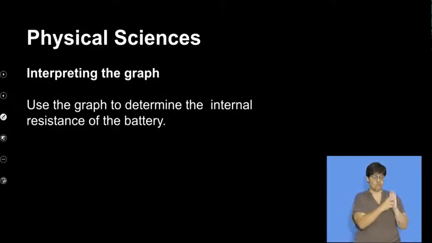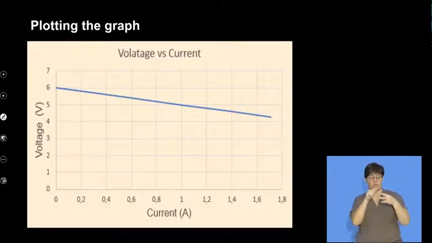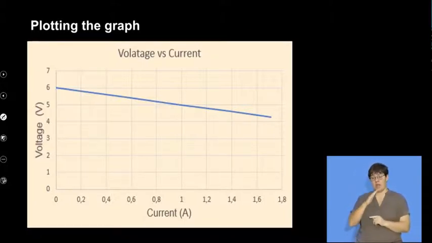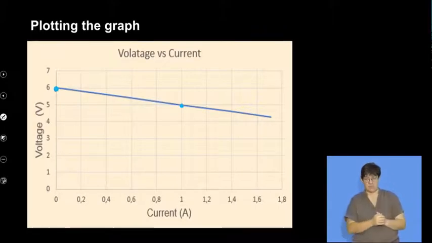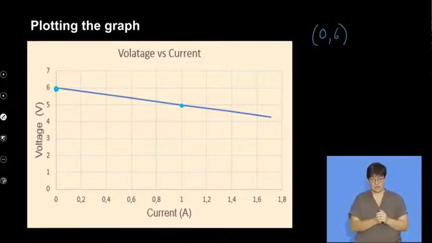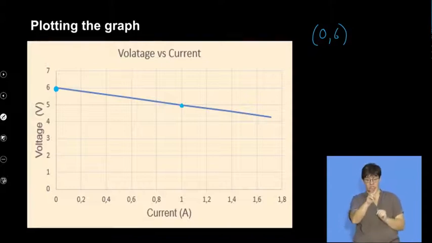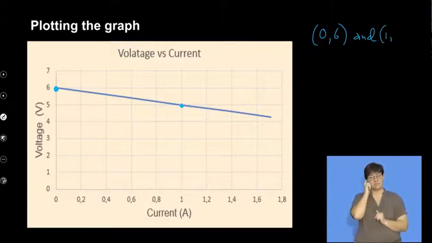Now we want to use the graph to determine the internal resistance. We're going to identify 2 points in the graph that we can use to determine the gradient. I always prefer the intercept because it makes life much easier. So the first coordinate is (0, 6). When there is no current, the voltage across the battery was 6 volts.